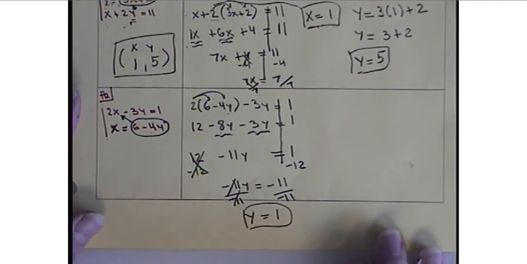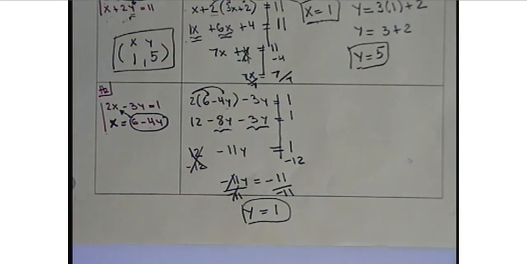Final step is to divide by negative 11 on both sides. Those cancel. So y equals positive 1. We get the first variable of the system solution, y.